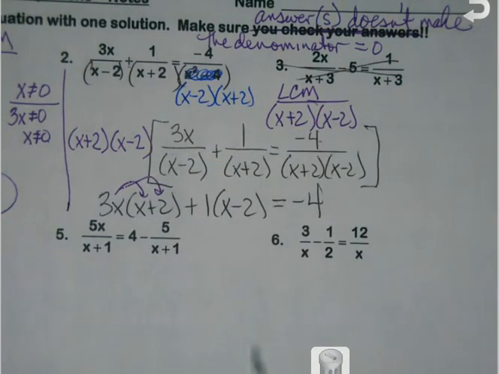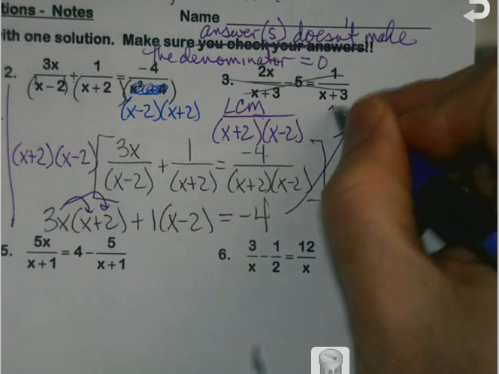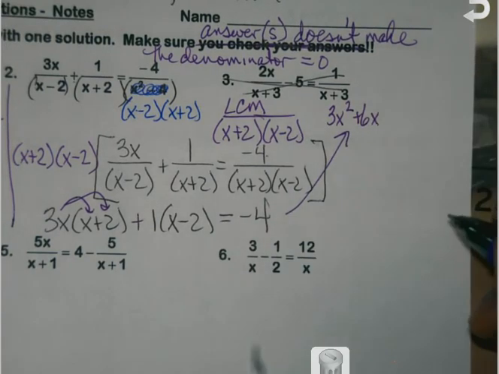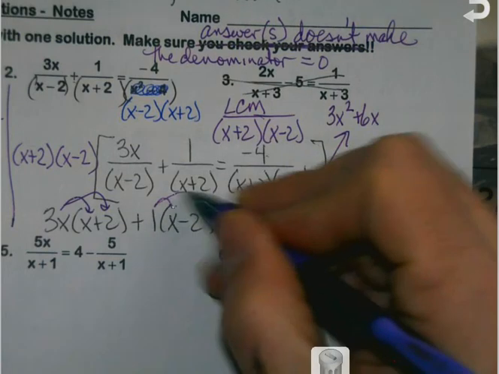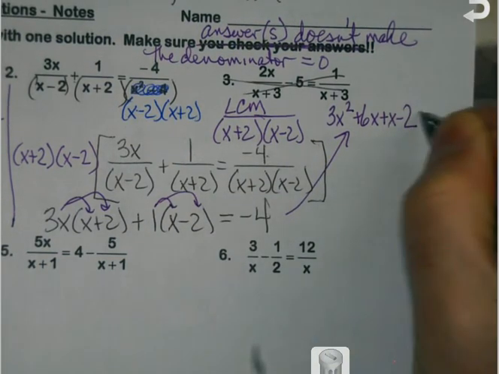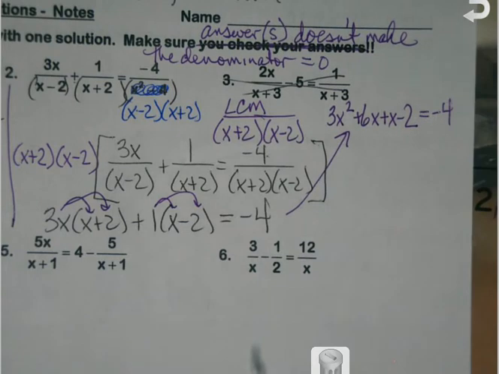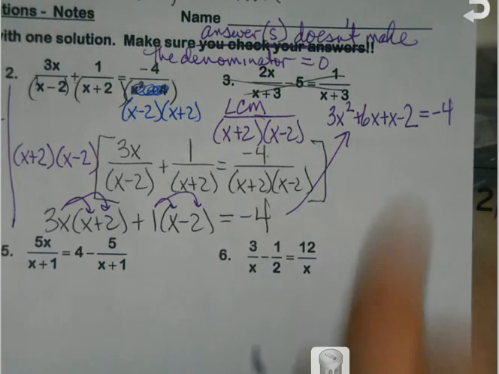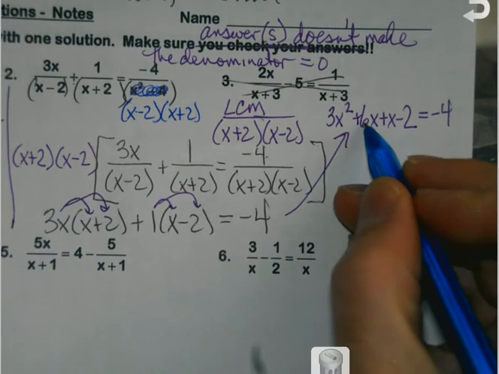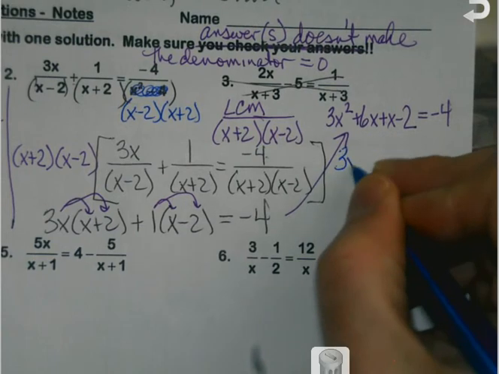Got to do a little distributing. So I'm going to come up to here. So I've got 3x squared plus 6x. So do my distributing. And again, if some of you can do this in one step, that's okay. I need to combine my like terms. So I've got 6x and x is 7x.